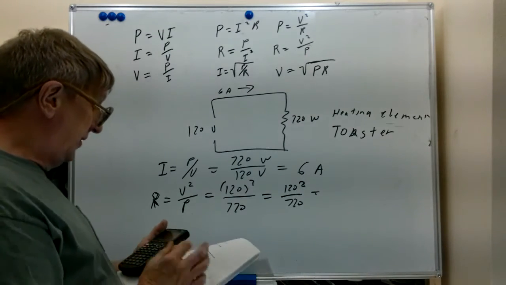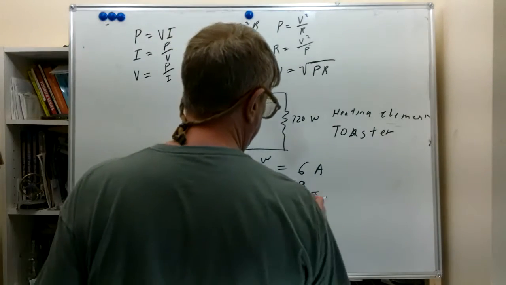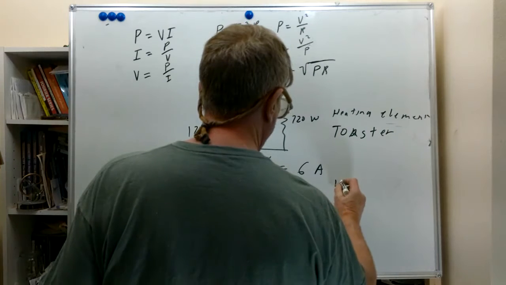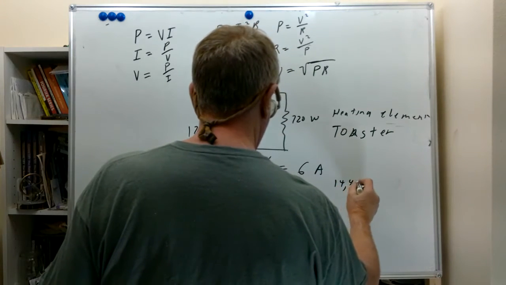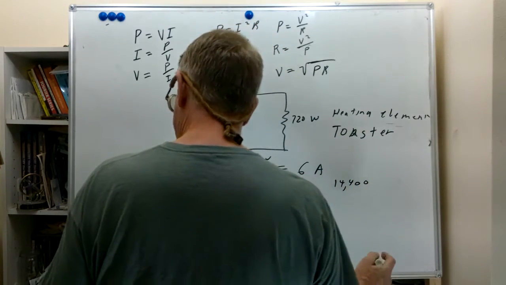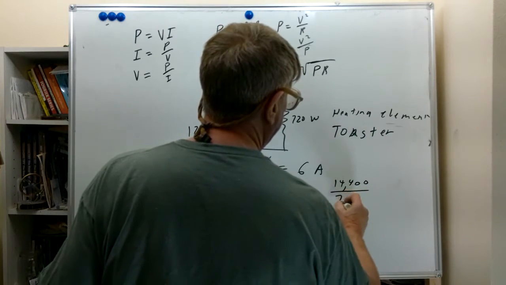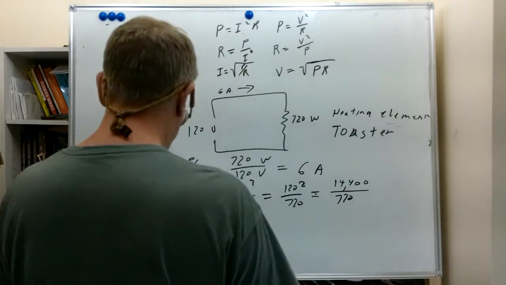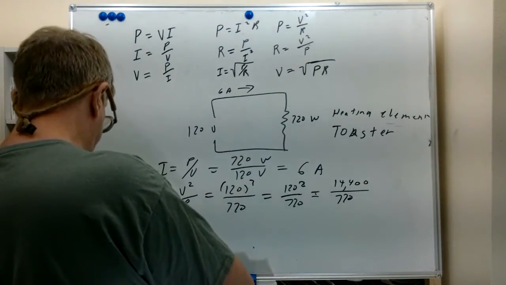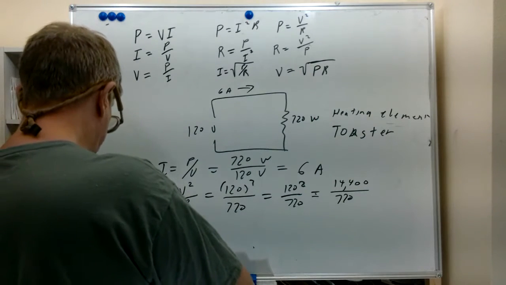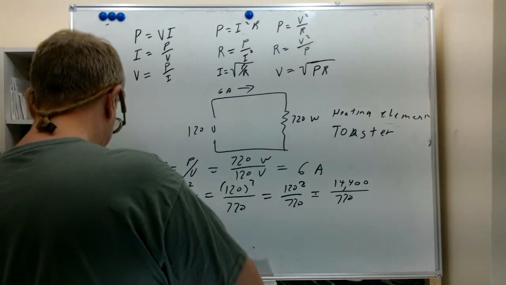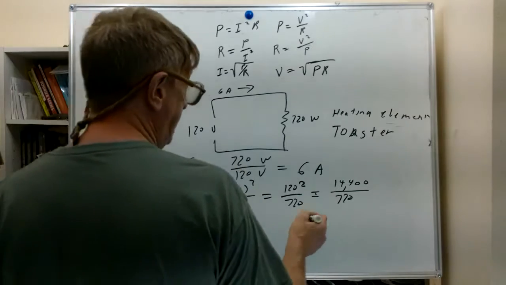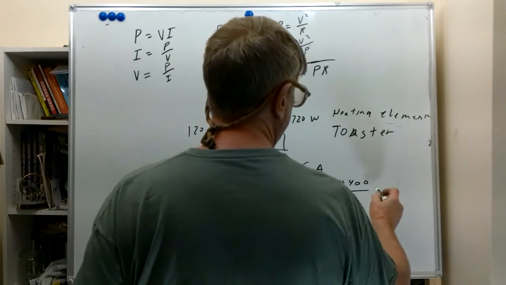120 squared gives us 14,400, and we're going to divide that by 720. And we end up with a resistance of 20 ohms.